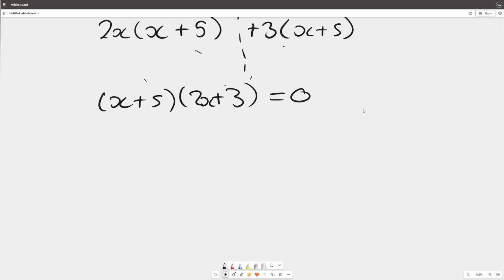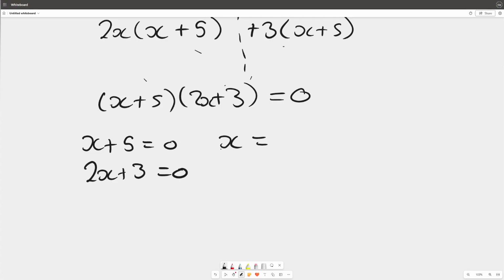Now to solve this, either x plus 5 is equal to 0 or 2x plus 3 is equal to 0. Remember, this is since that this bracket times this bracket must be equal to 0, so one of them must be equal to 0. X plus 5 we can do quite nicely. We will just subtract 5 from both sides to get x is minus 5, and in 2x plus 3 we can turn it to 2x equals minus 3 and then divide both sides by 2, giving us x equals minus 3 over 2.